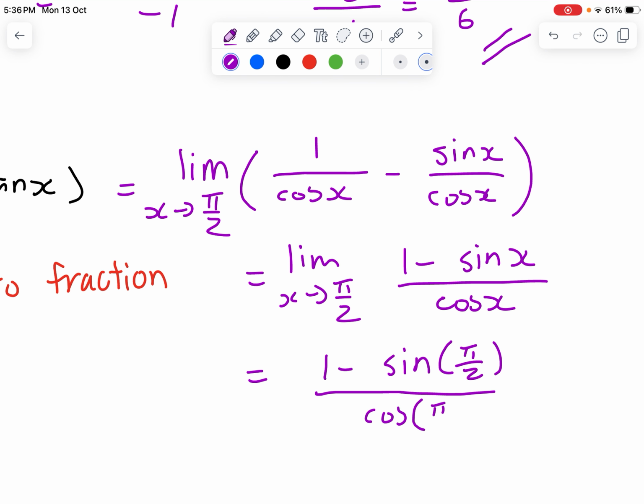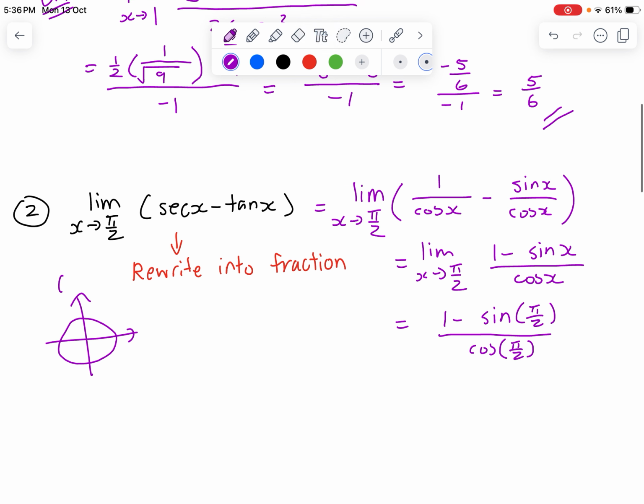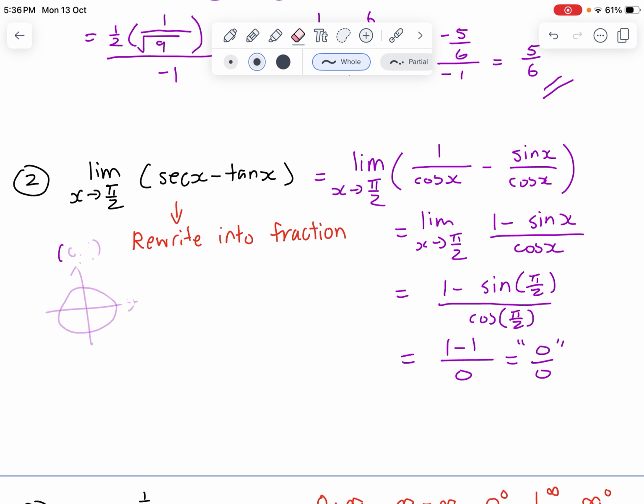And remember from previous classes in pre-calc, we can draw out the unit circle. We have pi over 2 here, and the coordinates are (0, 1). So sine of pi over 2 is 1, cosine of pi over 2 is 0. So we get 0 over 0. Again, that is an indeterminate form.